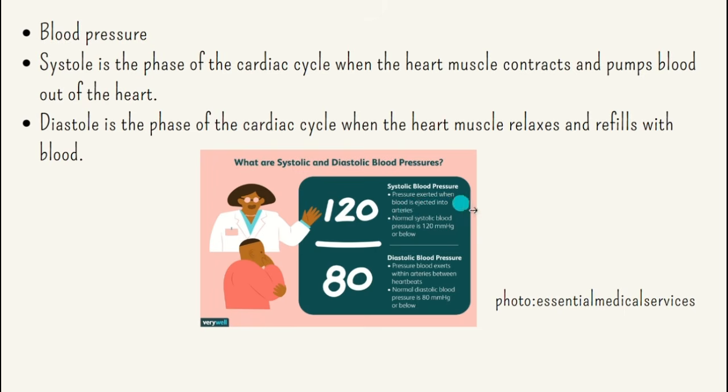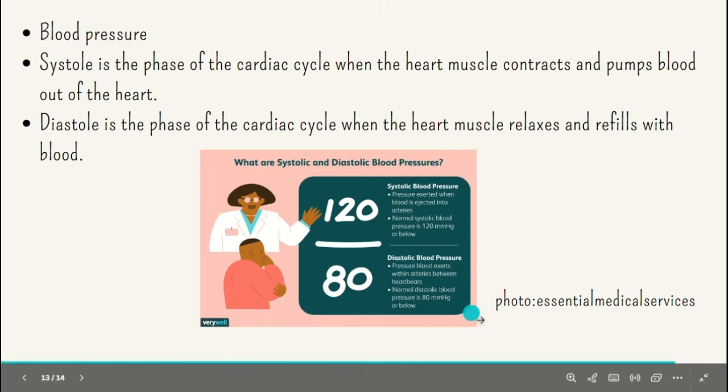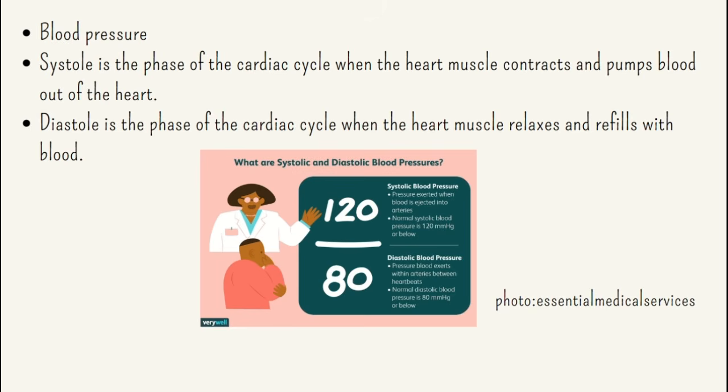So basically, pressure exerted when blood is injected into arteries when they're contracting. So basically, it's saying the normal value for an adult would be 120, and then for the diastole value, 80 would be the normal value, right? So that's basically what it means.